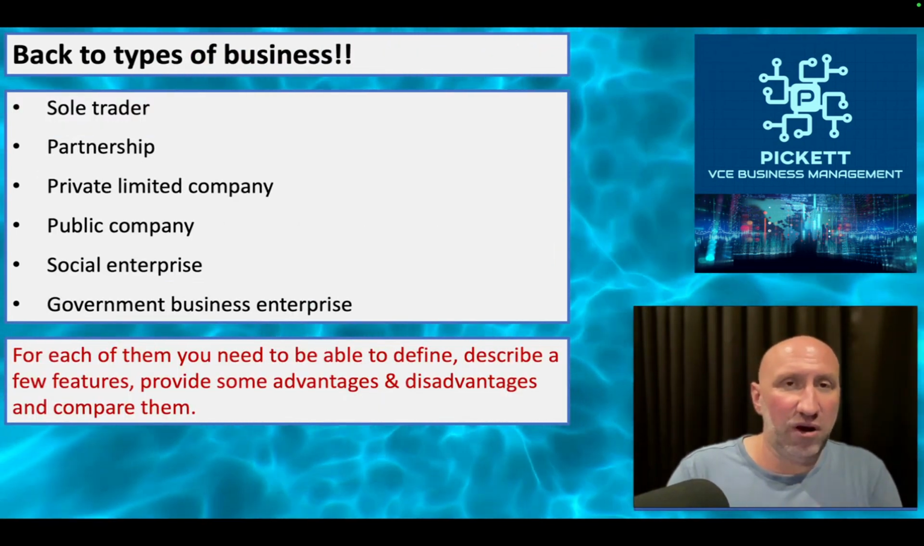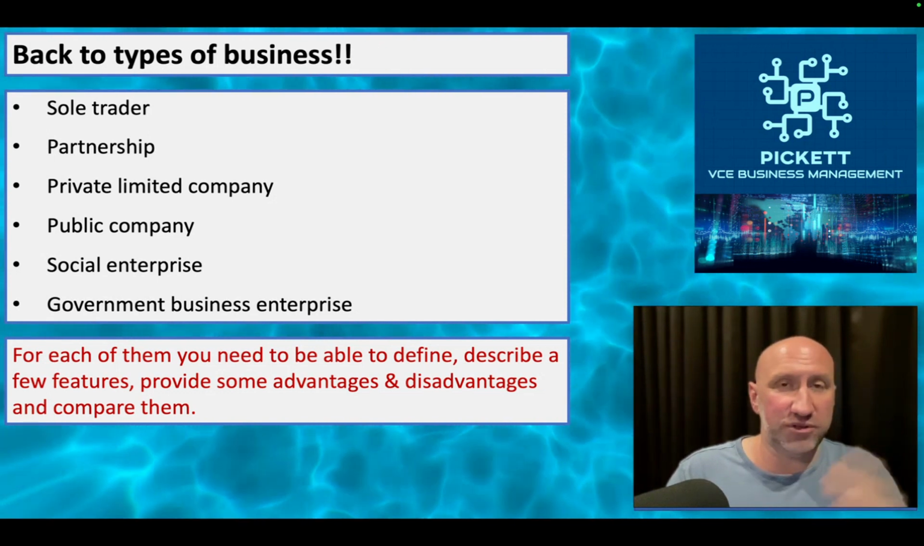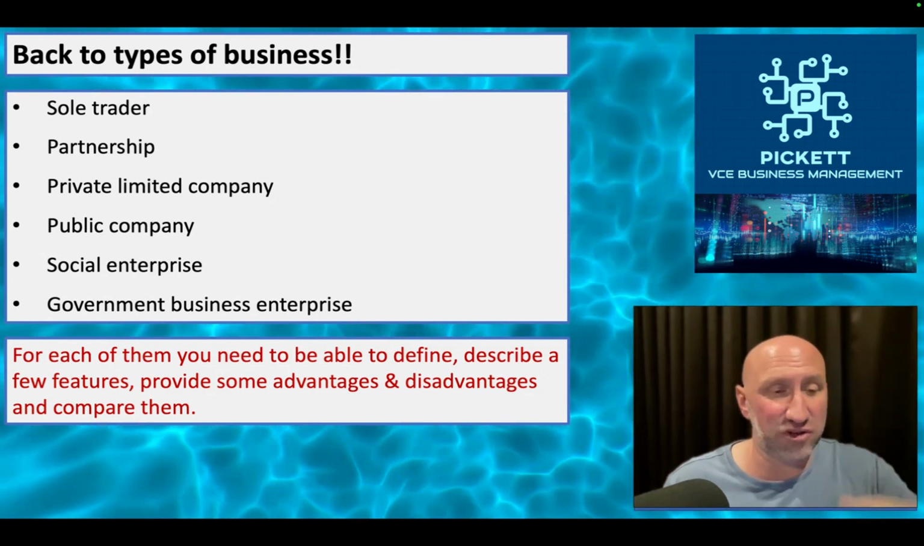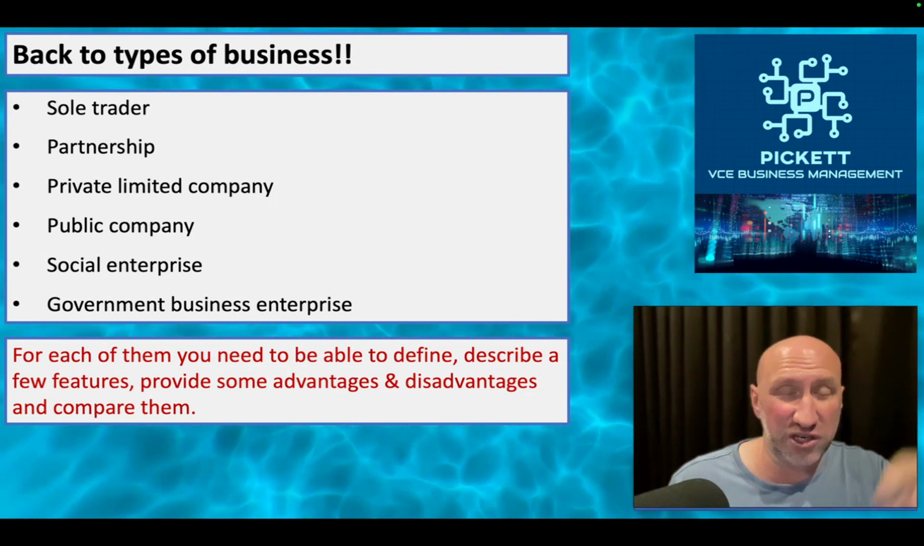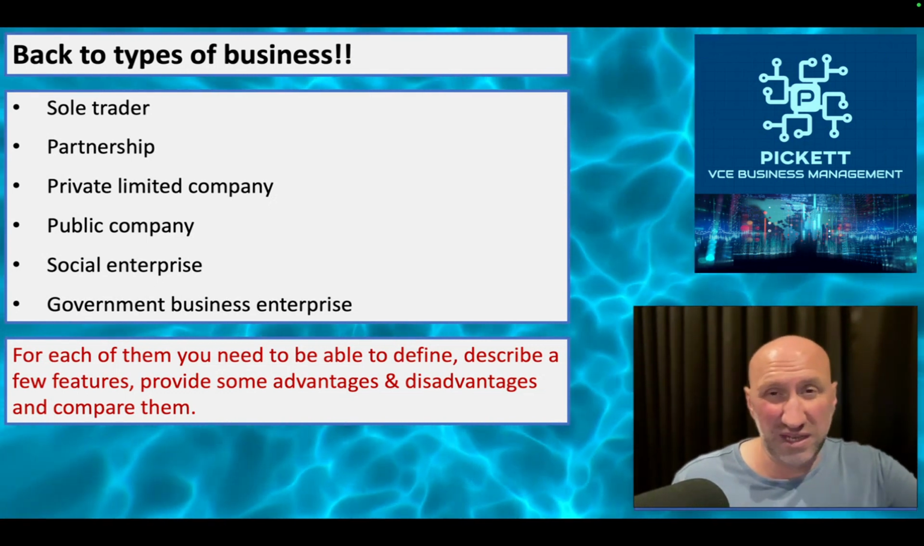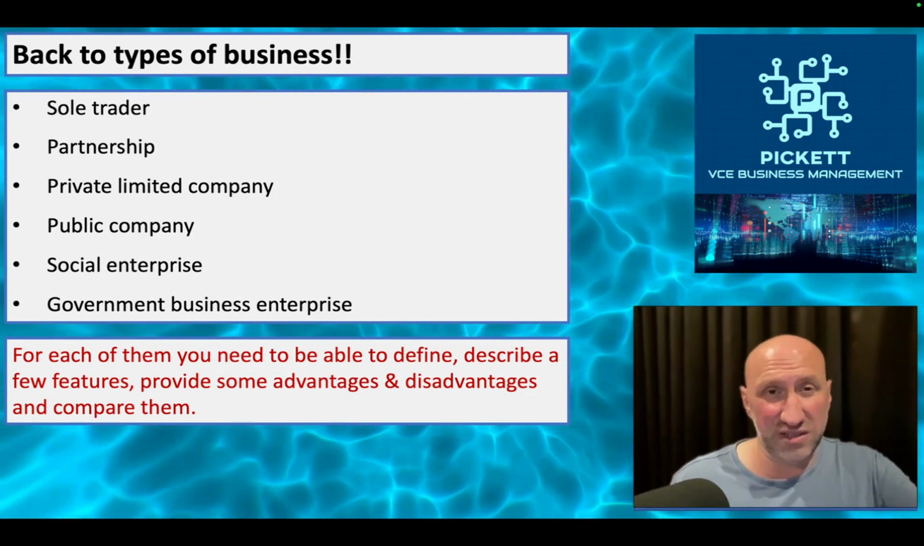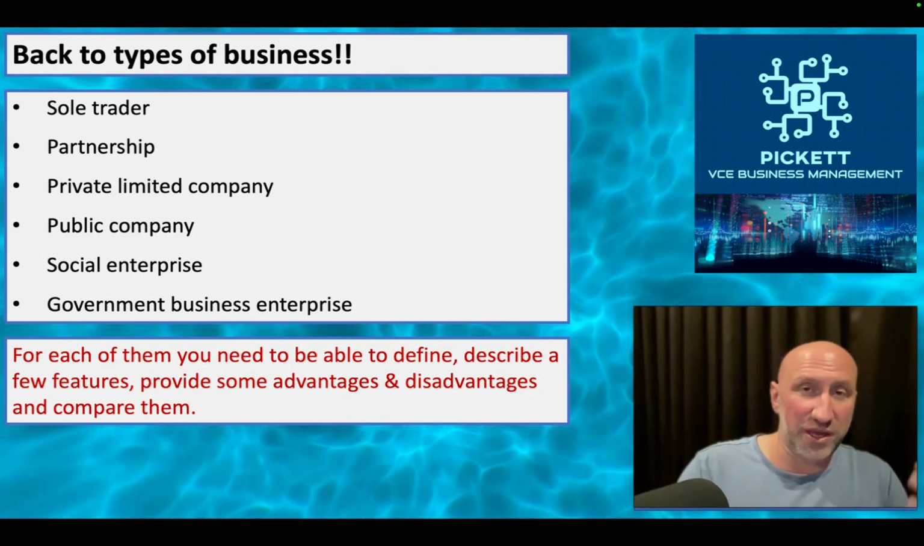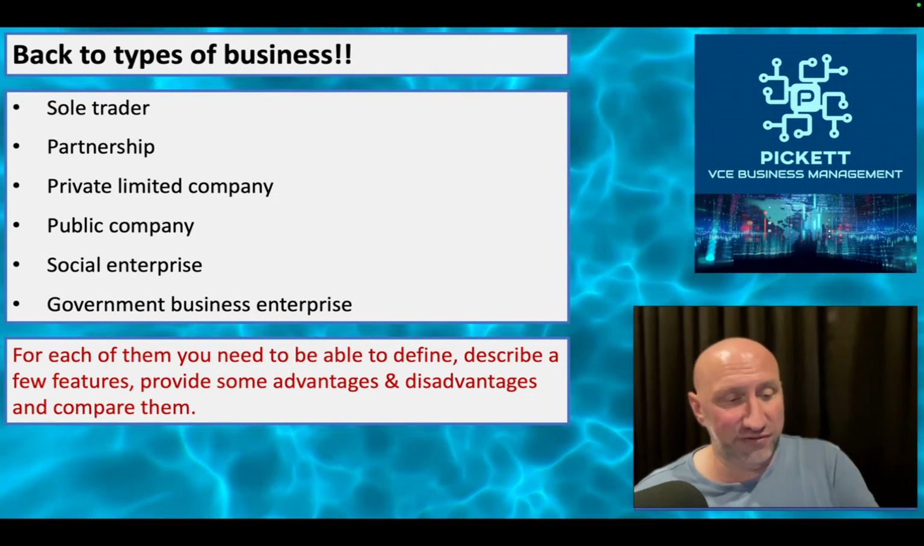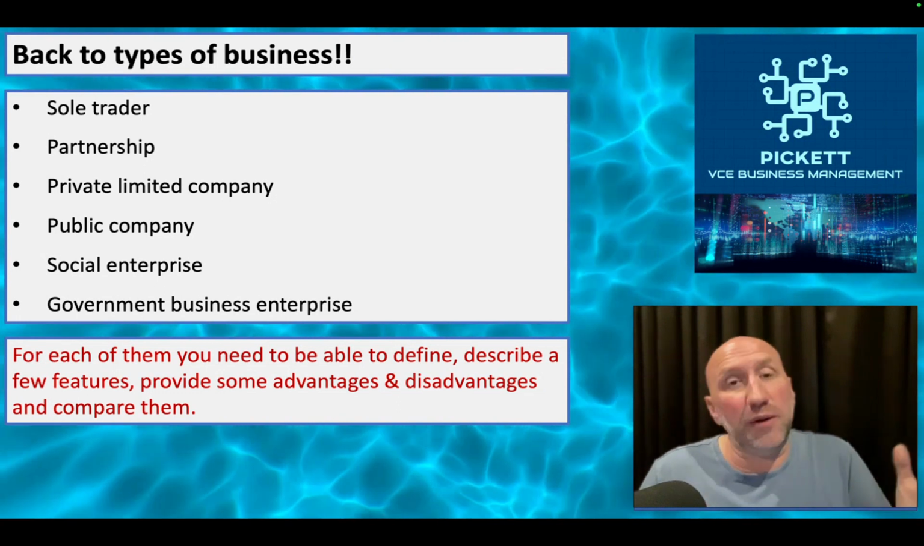So here are our 6 types. Now you should have a good set of notes on each of those. Some features, define each of them, a little set of features, the advantages and disadvantages of each of them as compared with the others. So you need to define features, advantages, and compare.